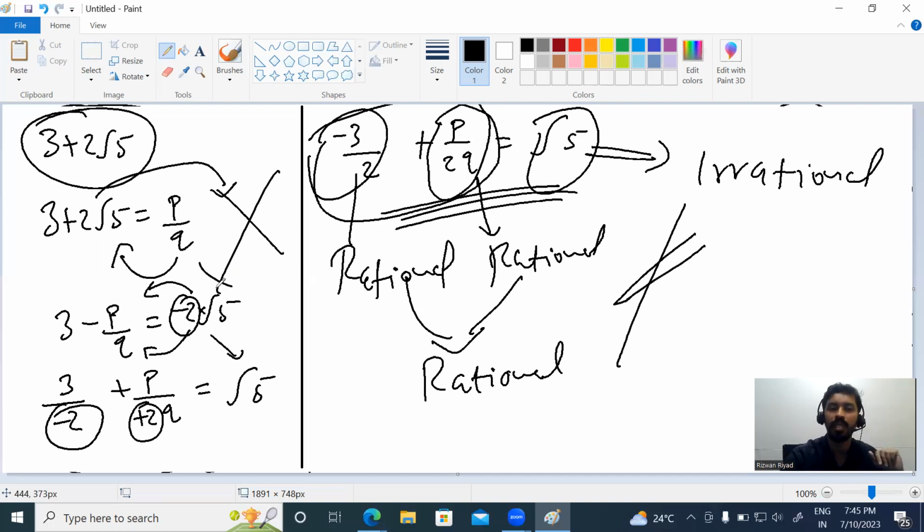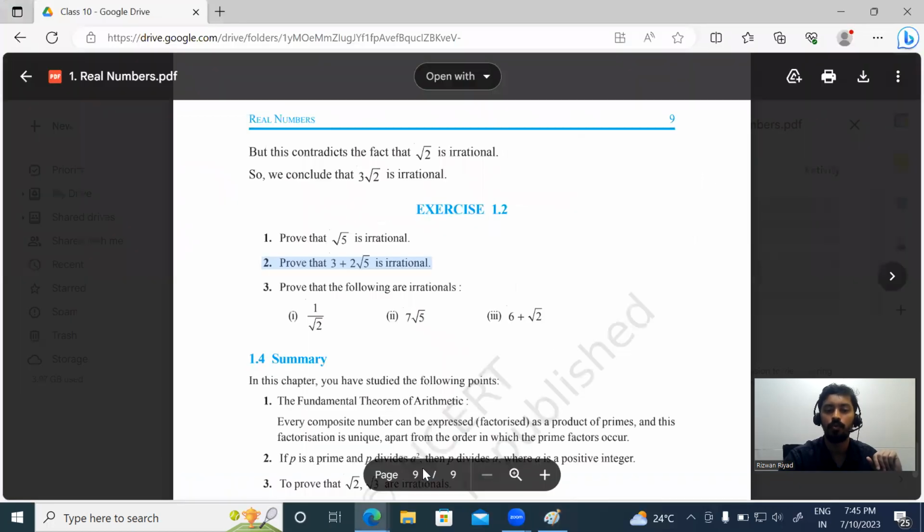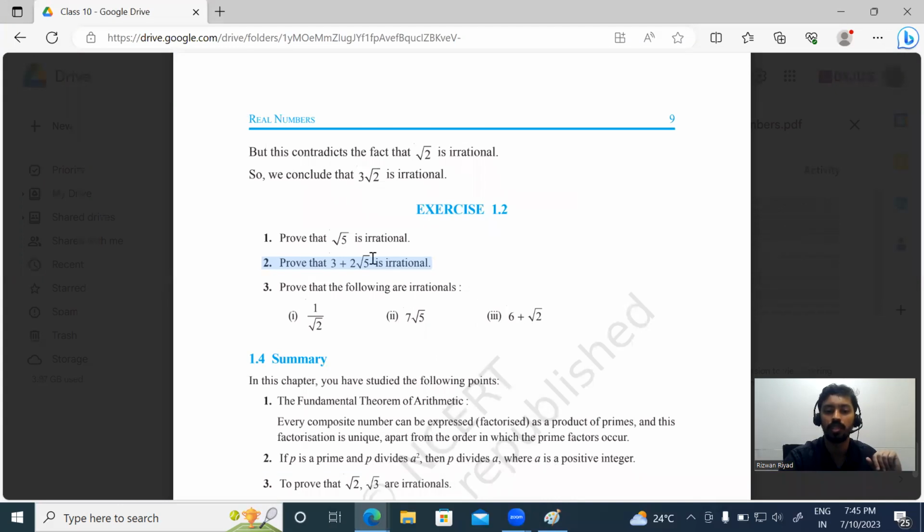In the same way, we can prove this also. Here I am not taking 6 plus root 2. This is the same as the second question, so I'm not taking this. And these two are similar questions, so I'm taking only one of them. I'm taking only 1 by root 2. You can apply the same method to the second question. So, 1 by root 2.